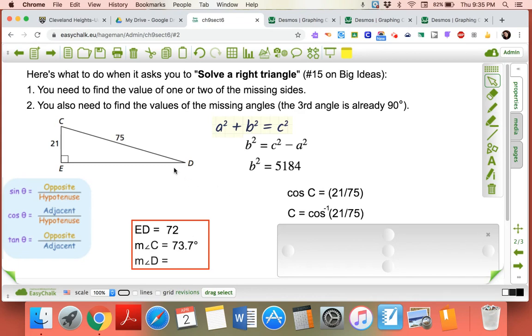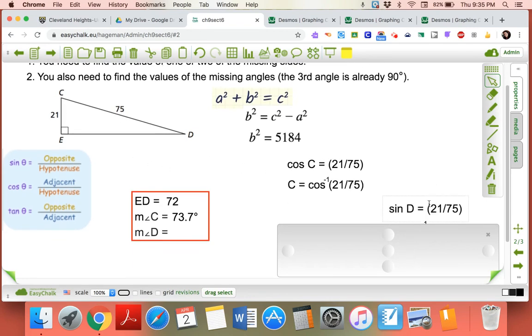And then again, you can get angle D by subtracting 180 minus 90 minus 73.7 because you know it's 180, or you could practice some trigonometry some more. If you're moving over to D, now 21 is opposite. So you're not going to switch the fraction, you're going to leave it the way it is, but you're going to switch the ratio that you're using. So you're going to do sine. Angle D is 21 over 75.